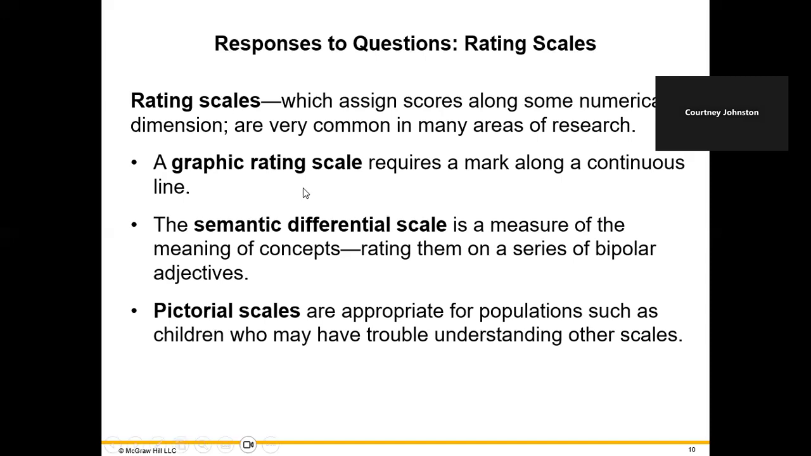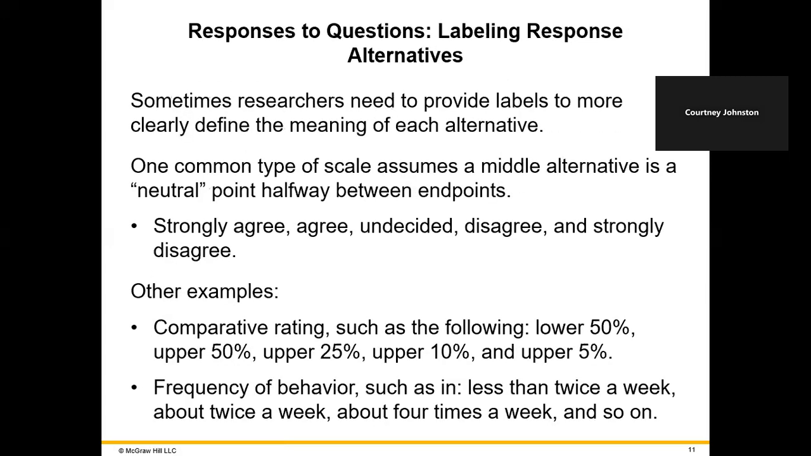So you might have a graphic rating scale. This requires a mark along a continuous line in which people literally mark a line as to whether they agree or disagree or whatever it might be. There's a semantic differential scale. It's a measure of the meaning of concepts rather than rating them on a series of bipolar adjectives. Pictorial scales might be appropriate for populations like children who might have trouble understanding other scales. But again, we are going to use a Likert scale in here.